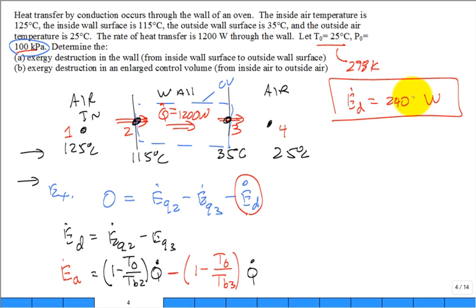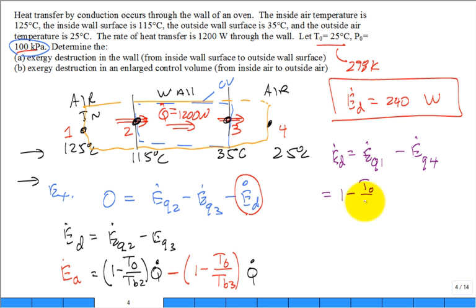All right. Now, for part B, what is the exergy destruction in an enlarged control volume where you go from the inside air to the outside air? Well, just enlarge the control volume. And now I have the flow of exergy. So exergy destruction is going to be this exergy flowing in with the heat at 1 minus the rate of exergy flow with the heat at 4. And so this is going to be (1 minus T naught over T1) times Q dot, minus (1 minus T naught over T4) times Q dot.